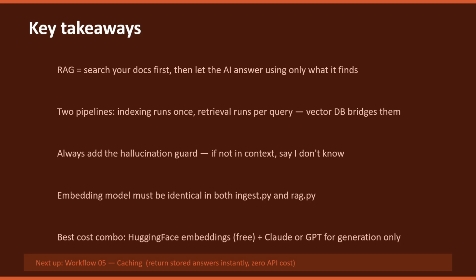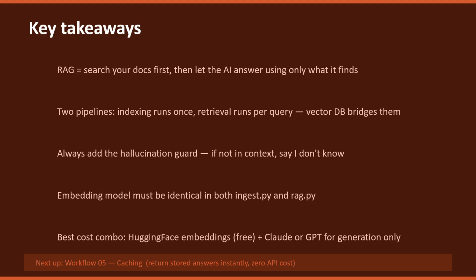So here are the takeaways. RAG means search your documents first, then let the AI answer using only what it finds. The AI never guesses when the context is present. There are two pipelines. Indexing runs once to build the knowledge base. Retrieval runs per query to search and answer. The vector database connects them. The hallucination guard is non-negotiable. Add it to every RAG prompt. A confident wrong answer is worse than an honest admission of uncertainty.